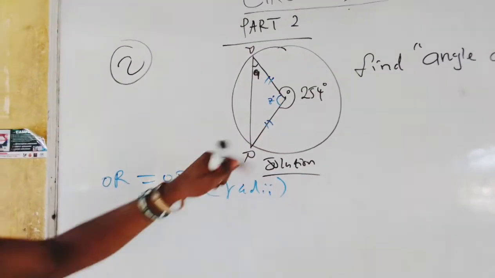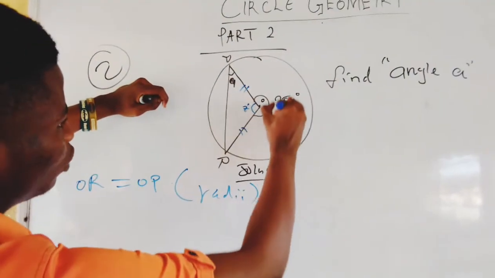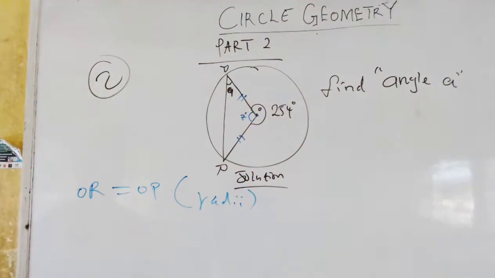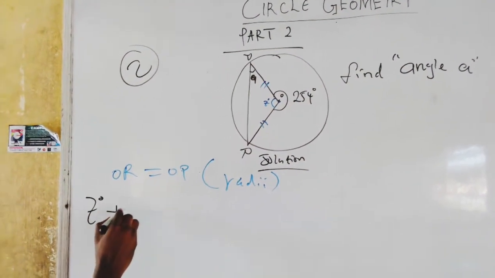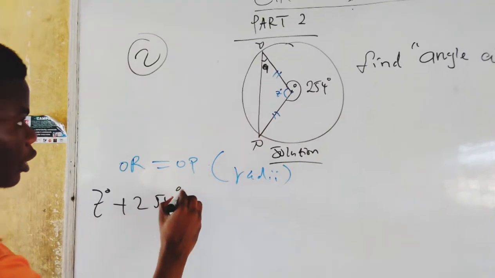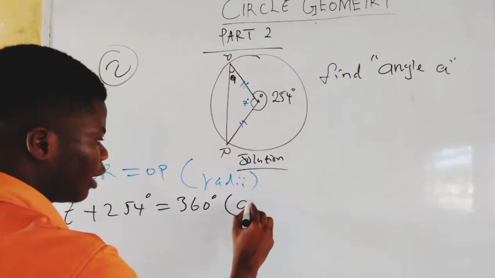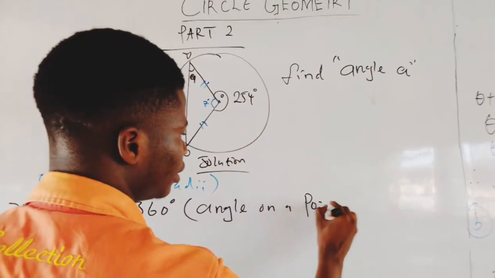So now I want to get Z, the inner angle. The whole angle at this point is 360 degrees. So if I have Z degrees plus 254 degrees, it is equal to 360 degrees. The reason: angle at a point.